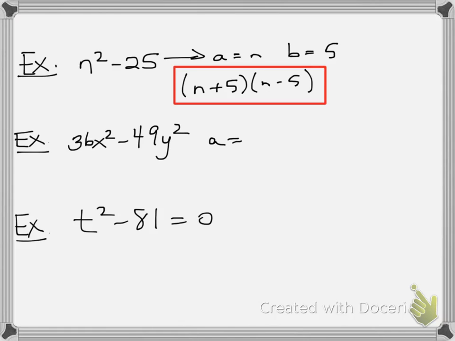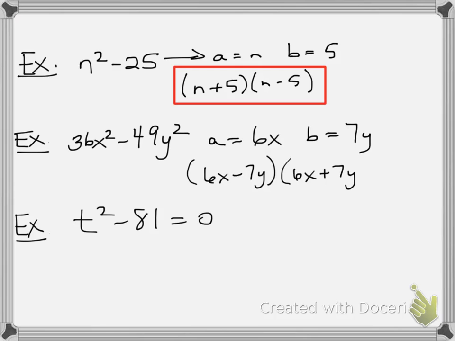What is a? A in this case is actually two things: the square root of 36, which is 6, and the square root of x squared, which is x. And b is the square root of 49, which is 7, and the square root of y squared, which is y. So then my answer is going to be a minus b, which is 6x minus 7y, times a plus b, which is 6x plus 7y.